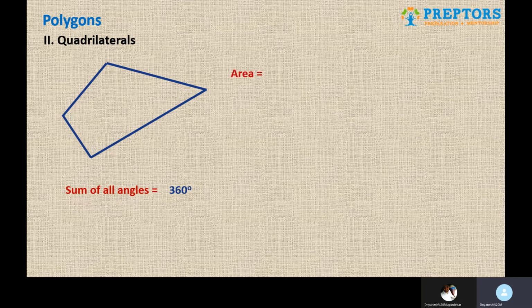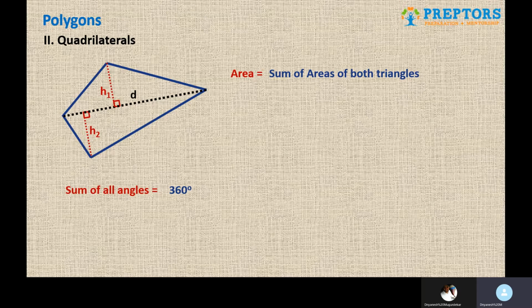Area is a very unique thing. 2 ways we can define this. One way is you join one of the diagonals like this. In turn, you have formed 2 triangles. Find the area of both the triangles, add them, you will get your answer. So area of triangle, half into base. Let's draw the 2 heights, h1 and h2. So top triangle, the area is half into h1 into d. The bottom triangle area is half into h2 into d. Half and d common, you get h1 plus h2. That's the area of quadrilateral.